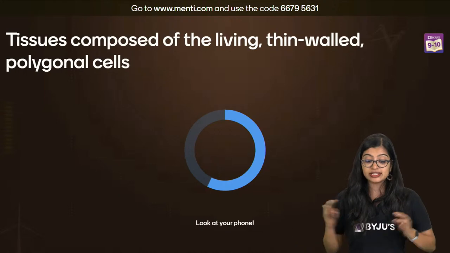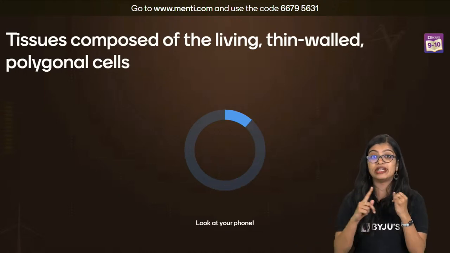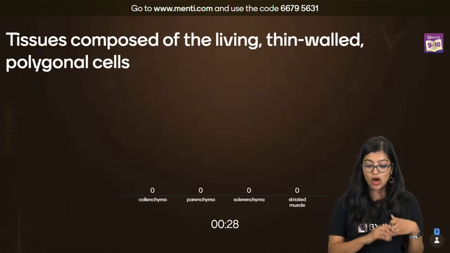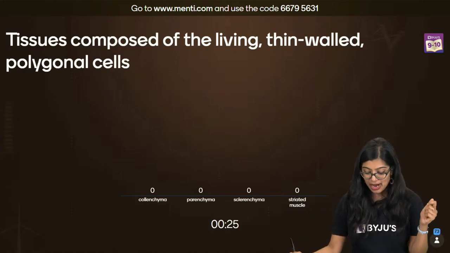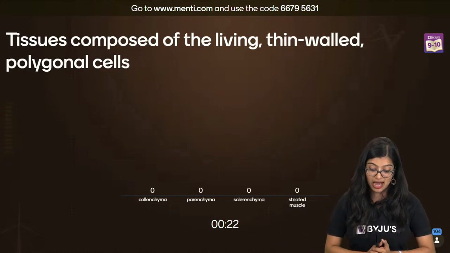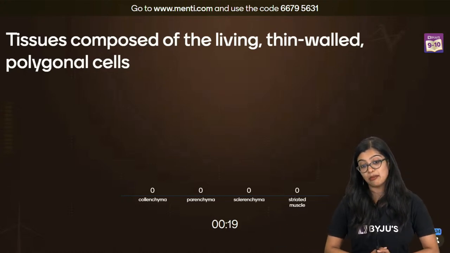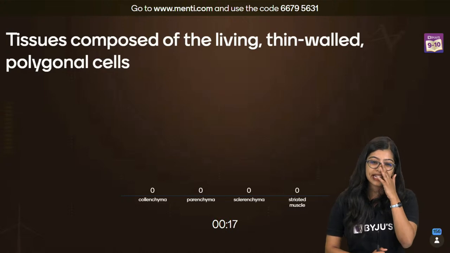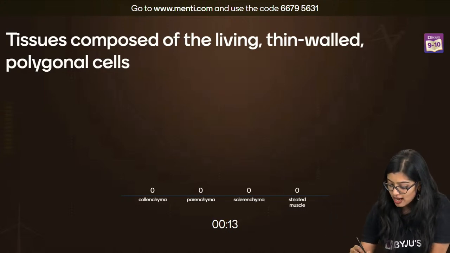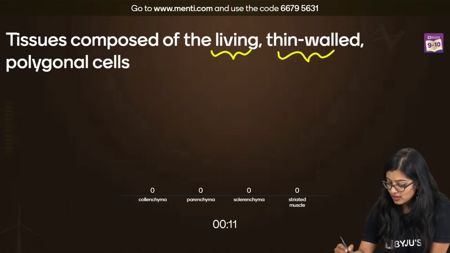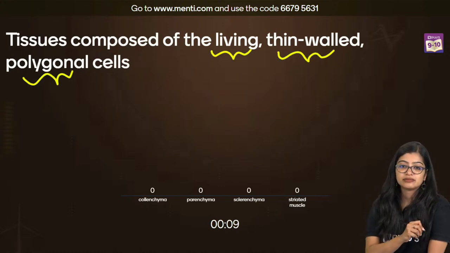The tissues which are composed of living, thin-walled, polygonal cells are what? So you have collenchyma, parenchyma, sclerenchyma and you have striated muscle. This is not an easy one, but it's a simple one. Okay, it's very simple. Your clues are living, thin-walled, polygonal cell.